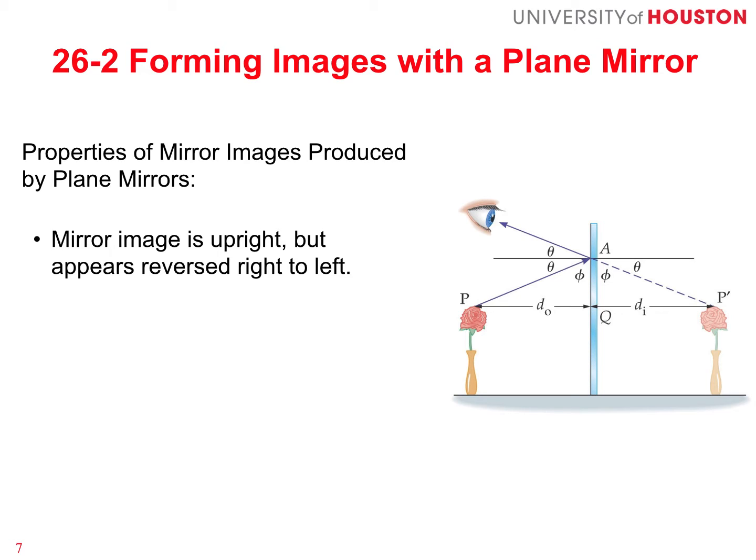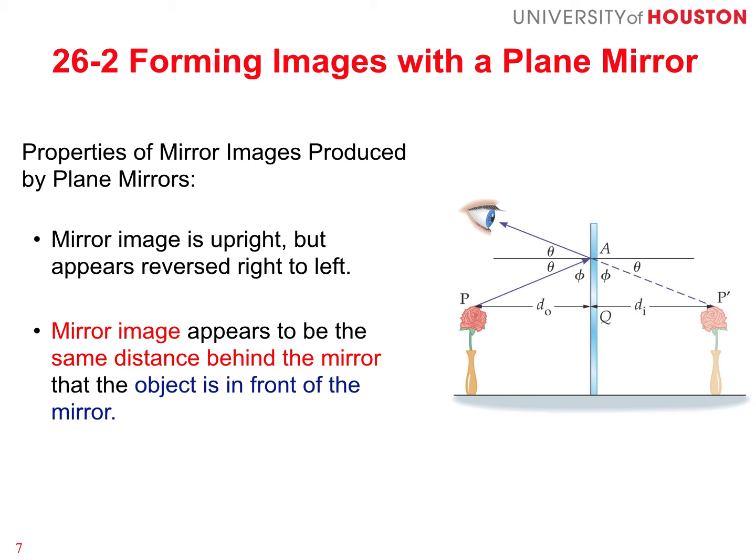to be going in the wrong direction, and this is the reason why sometimes ambulances will have their own text reversed, so when one looks in the mirror, the text of the ambulance will appear to be written in the right direction. The second property is that the mirror image for a plane mirror will appear to be at the same distance behind the mirror as the object is in front of the mirror.